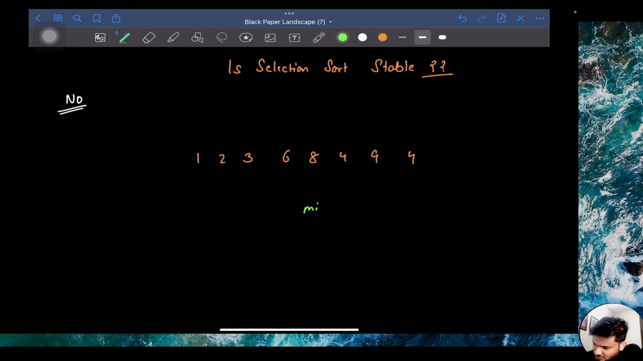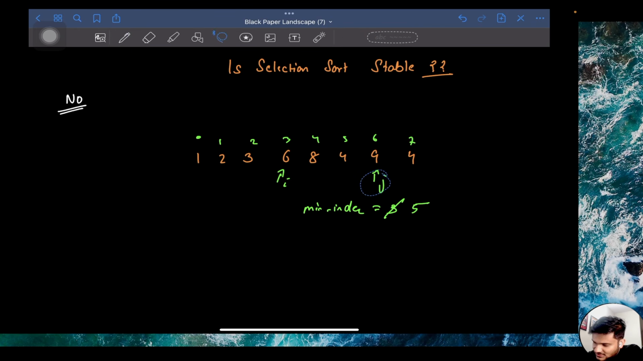So you will try to fetch the minimum index. This is 0, 1, 2, 3, 4, 5, 6, 7. You will assume the minimum index is 3 because I starts here. J comes here. It will check: is 8 less than 6? No. Is 4 less than 6? Yes. So it stores index 5 here.